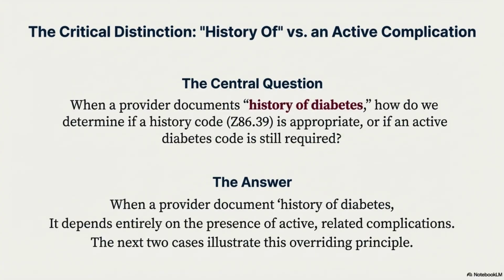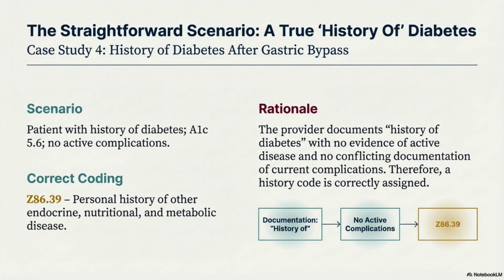assigning the code. In this scenario, the provider documents a history of diabetes after gastric bypass, the patient's A1C is 5.6, and there are no active diabetic complications noted anywhere in the record. Everything supports that the diabetes is truly resolved. Because of that, the correct code is Z86.39, which captures a personal history of other endocrine, nutritional, and metabolic disease. There's no conflicting documentation and no evidence of ongoing disease, so assigning a history code is completely appropriate here.